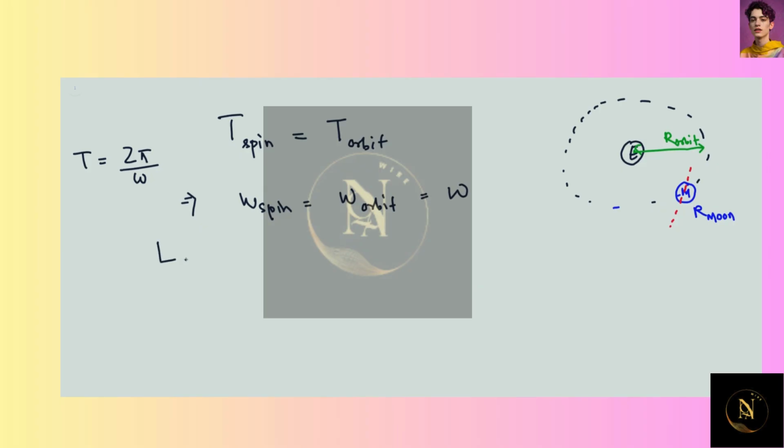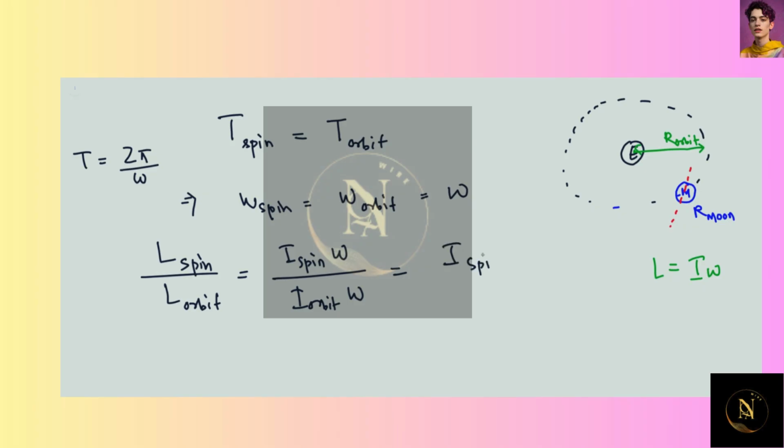Now let's find the ratio of the angular momentum for spinning of the Moon over its orbit around the Earth. Using the equation for angular momentum, which is I times omega, we can write this as I spin times omega spin, which is omega, over I orbit times omega orbit, which is also equal to omega. And this gives the ratio to be I spin over I orbit.